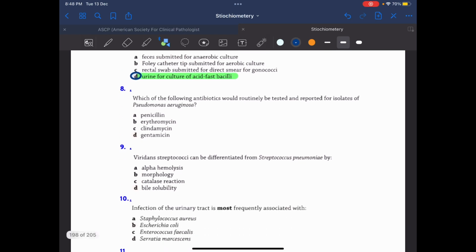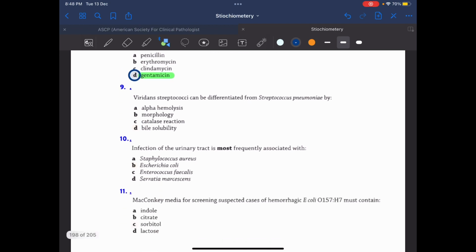Question number 8. Which of the following antibiotics would routinely be tested and reported for isolates of Pseudomonas aeruginosa? Penicillin, erythromycin, clindamycin, or gentamicin. The correct answer is gentamicin, which is routinely tested and reported for Pseudomonas aeruginosa. Question number 9. Viridans streptococci can be differentiated from Streptococcus pneumoniae by alpha hemolysis, morphology, catalase reaction, or bile solubility. The correct answer is bile solubility. The answer is D.